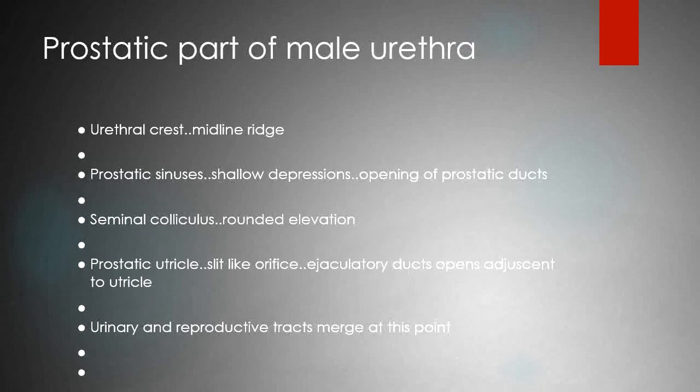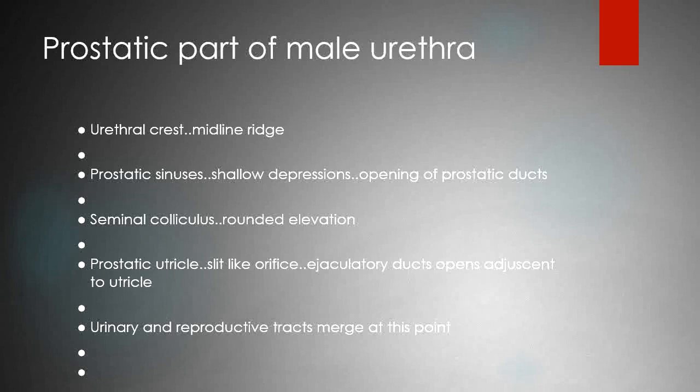Now comes the prostatic part of male urethra. It is named so because it tunnels through the substance of prostate. The most prominent feature of prostatic urethra is urethral crest. Throughout the length of the prostatic urethra, along its posterior wall, there is a midline ridge which is known as urethral crest. On each side of this urethral crest, there are shallow depressions. These depressions are known as prostatic sinuses.